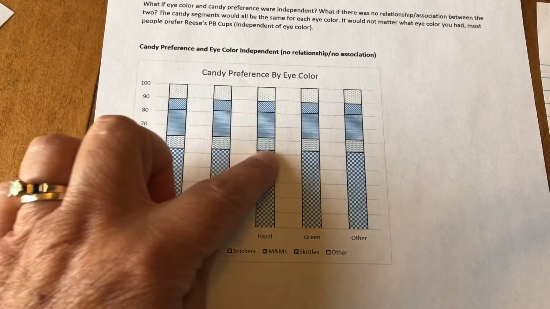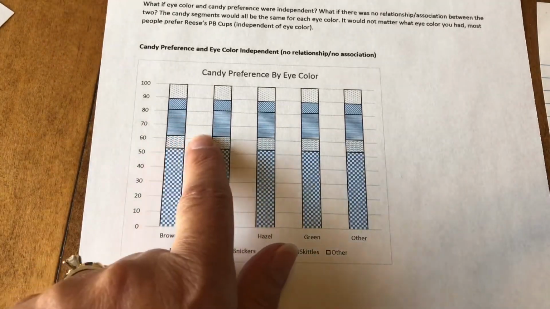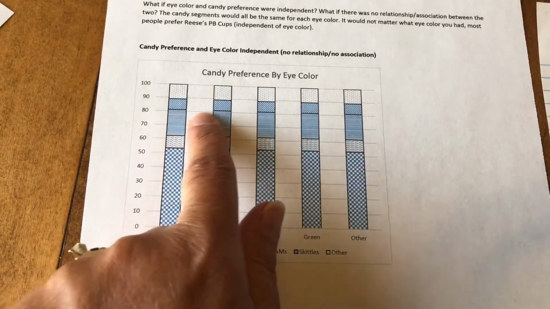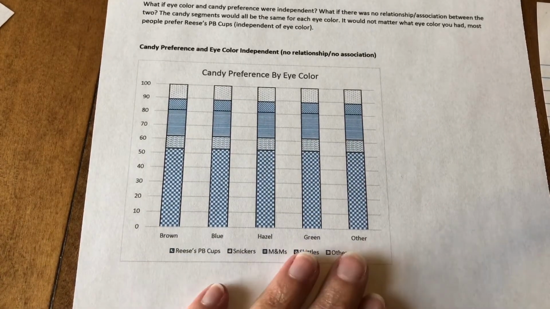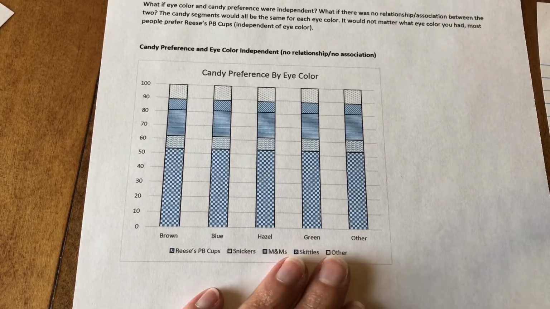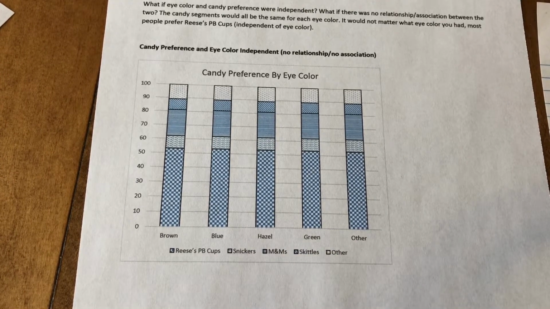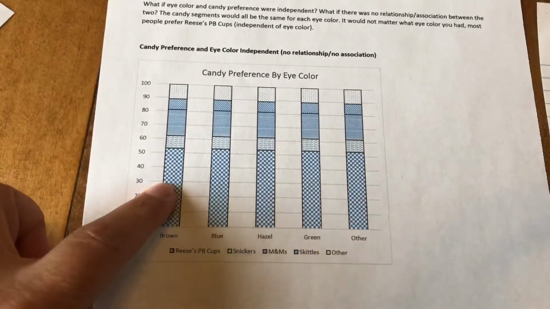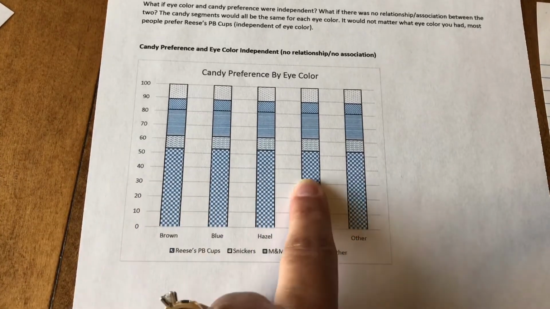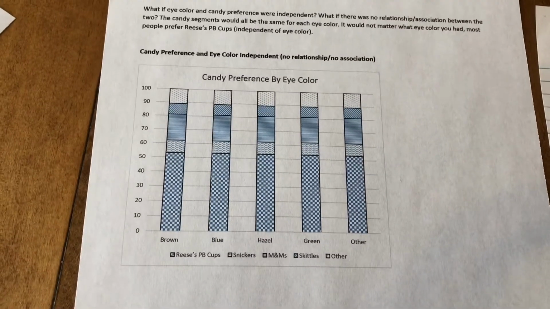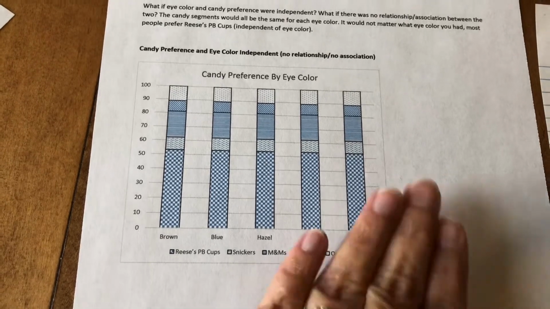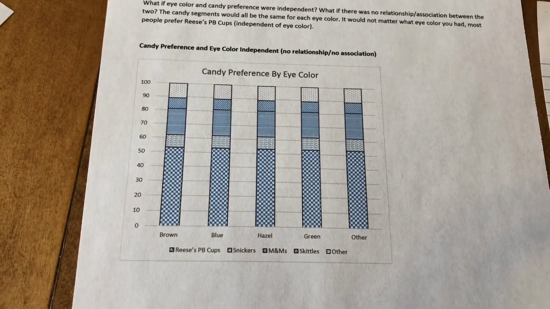So the same percentage of people like Reese's Peanut Butter Cups, the same percentage of people like Snickers, the same percentage of people like M&Ms, no matter what eye color, okay? So if I had created this segmented bar graph, I would say that eye color and candy preference are totally independent. It doesn't matter what color somebody's eyes are. The majority of people are going to like Reese's Peanut Butter Cups, doesn't matter what their eye color is. The smallest group of people are going to like Skittles, doesn't matter what their eye color is. So when two variables are independent, the segmented bar graph should be the same, okay?